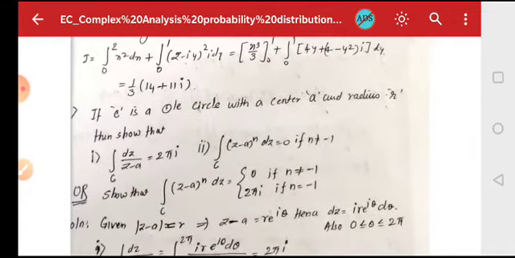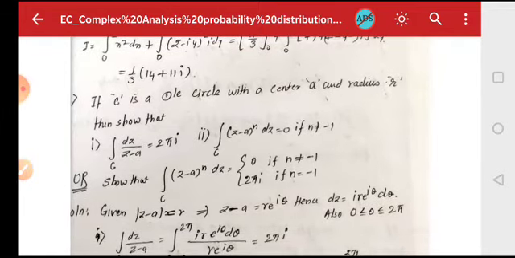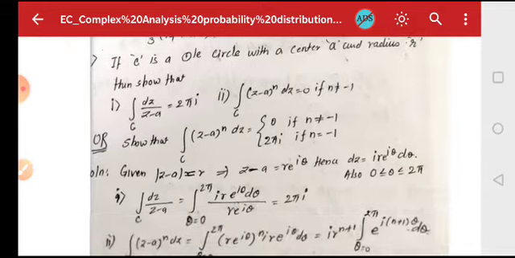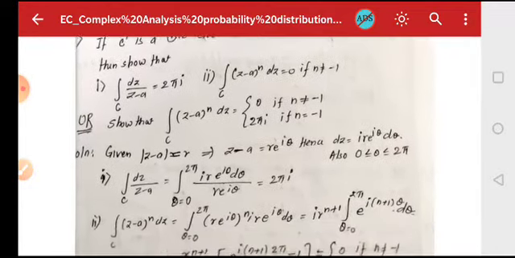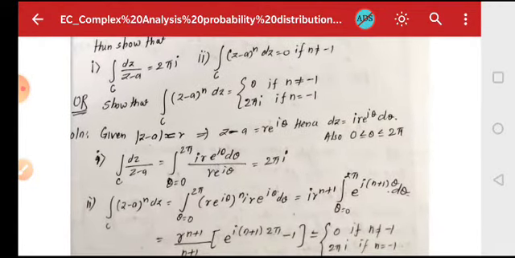Similarly, the next example: if C is a circle with center a and radius r, then show that first, the integral over C of dz by z minus a equals 2 pi i, and second, the integral over C of z minus a raised to n dz equals 0 if n is not equal to minus 1, and it is 2 pi i if n is equal to minus 1.